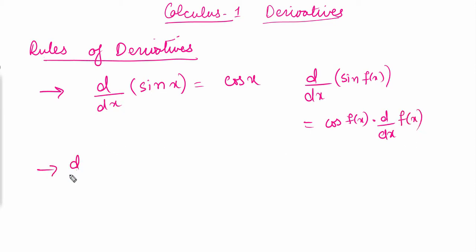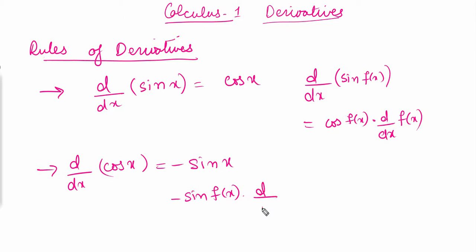Now next one is the derivative of cos x will be equal to negative sine x, or if it has been written in the form of function, then it will be negative sine f of x times d by dx of f of x. So this is for the sine and cosine.